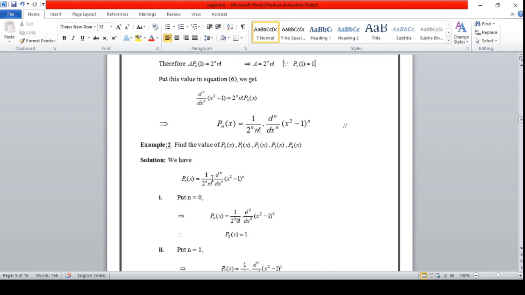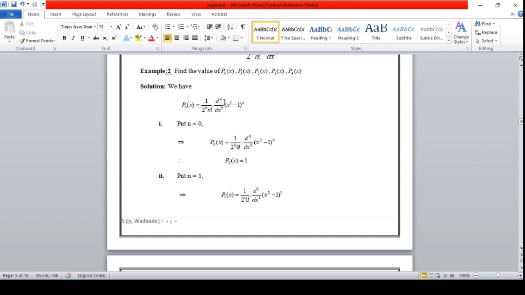Now example 2. Find the value of P0, P1, P2, P3 and P4 by Rodrigues formula. We have the Rodrigues formula: P_n(x) is equal to 1 upon 2^n n factorial, d^n/dx^n of (x² − 1)^n. First put n is equal to 0. Left hand side is P0. Here 2^0 means 1, and 0 factorial means 1. We get P0 is equal to 1.